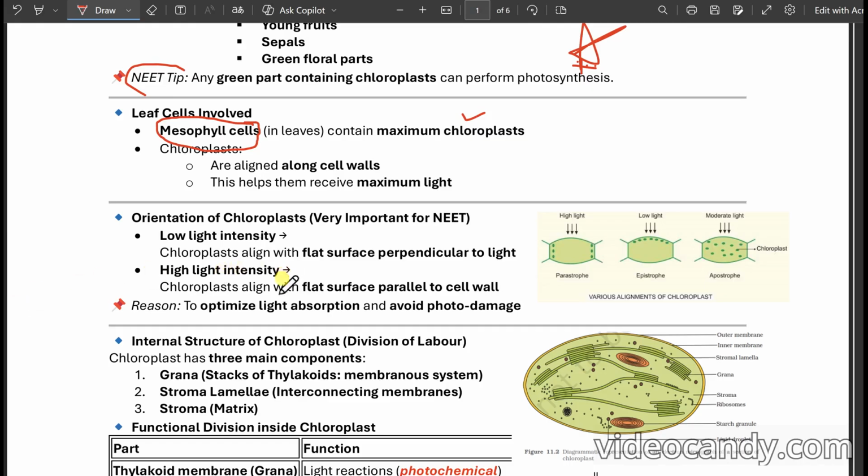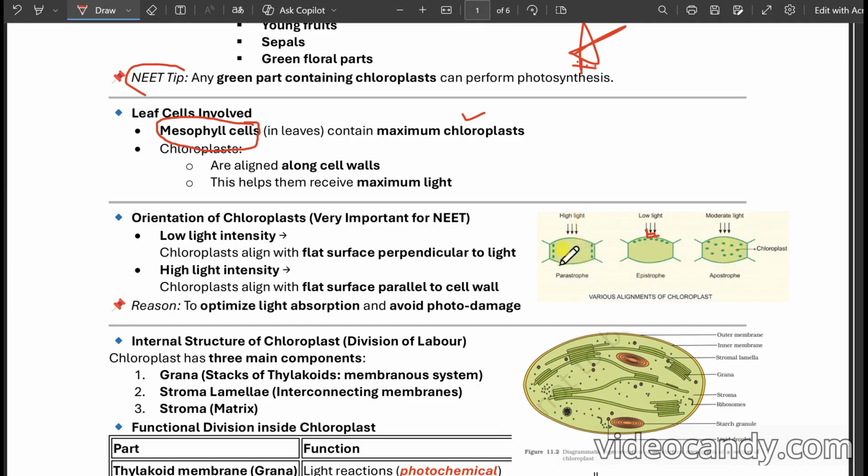But during high light intensity, the flat surface of the chloroplast is aligned parallel to the cell wall. You can see here, during high light intensity, the flat surface is aligned parallel to the cell wall. Here at low light, the chloroplasts are aligned perpendicular. If you see the perpendicular angle, this is 90 degrees to the light direction. And in moderate light, it appears like it's freely floating everywhere. So they use different terminology for different alignments of the chloroplast.